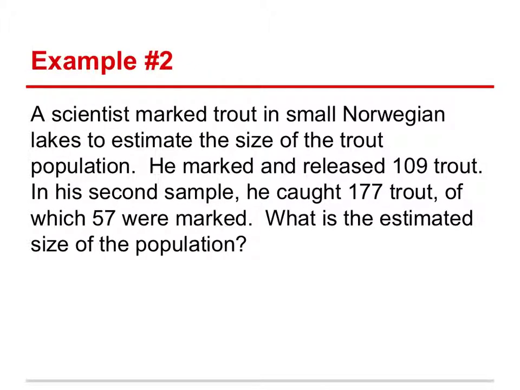All right, here's a second example that I'd like you to work out on your own, and we'll talk about it in class on Friday. Here's our second example. A scientist marked trout in a small Norwegian lake to estimate the size of the trout population. He marked and released 109 trout, his first sample. In his second sample, he caught 177 trout, of which 57 were already marked. What is the estimated size of the population?